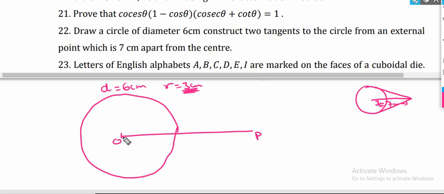Then we have to find the perpendicular bisector for OP. You have to cut two arcs here, by taking O as the center and by taking P as center. You have to join this one. You get a point, the midpoint M. Then, by taking radius OM as the radius, you have to construct another circle here.